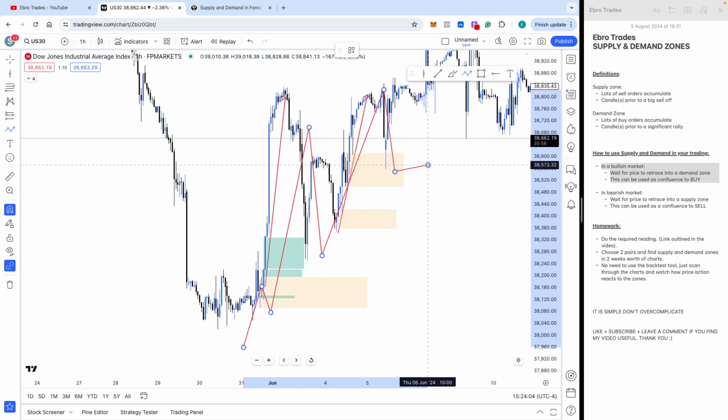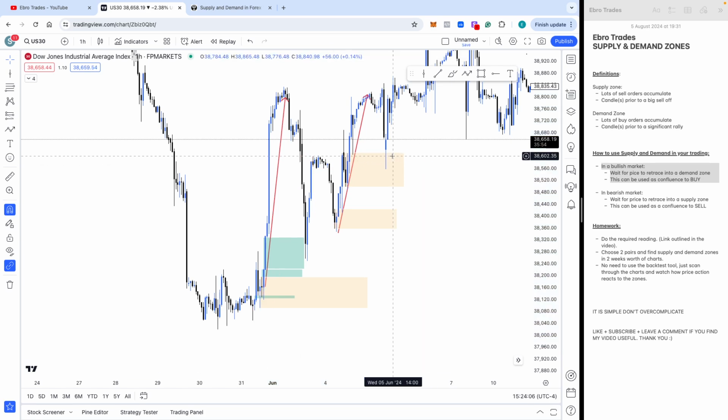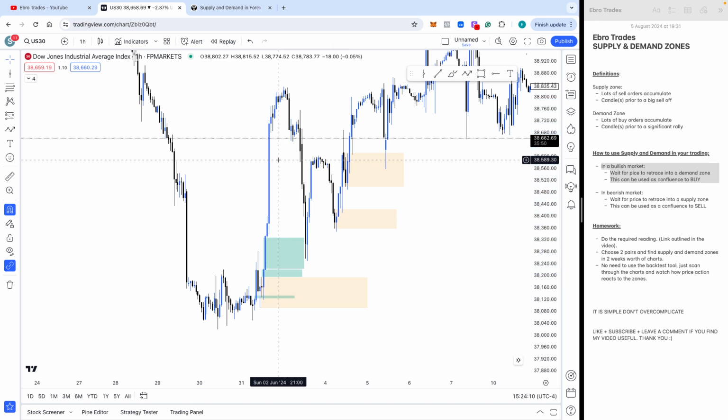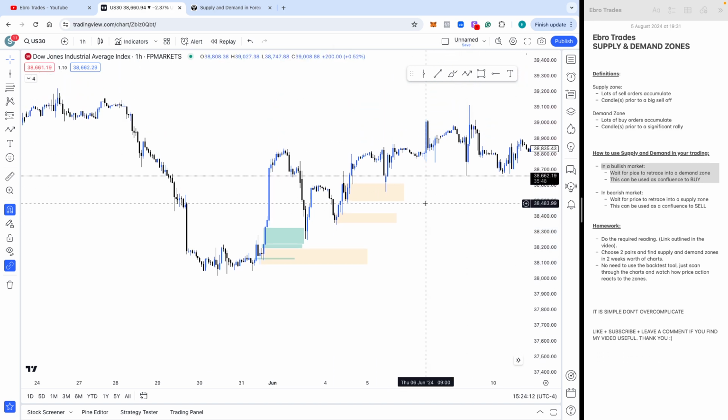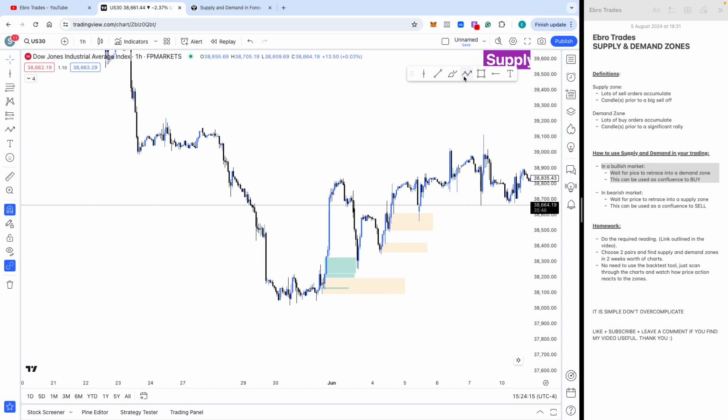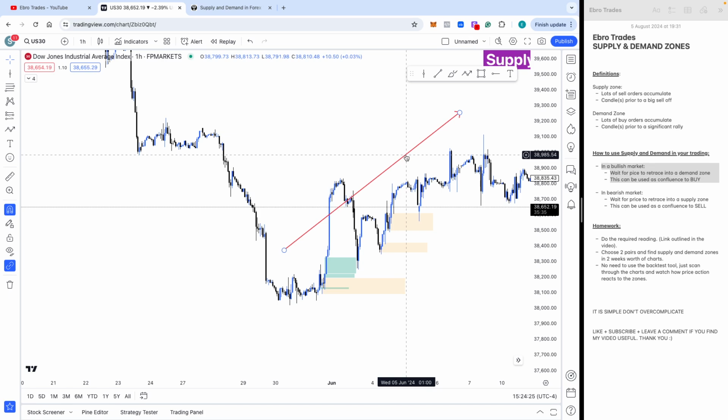Wait, let me actually get rid of this so I don't confuse you guys. And let me compress this just so everything is clear. So we can see that what is price action doing here? It's bullish, right? It's trending upwards. What does that mean? That means that I could use demand zones as a potential confluence for entries into buys.